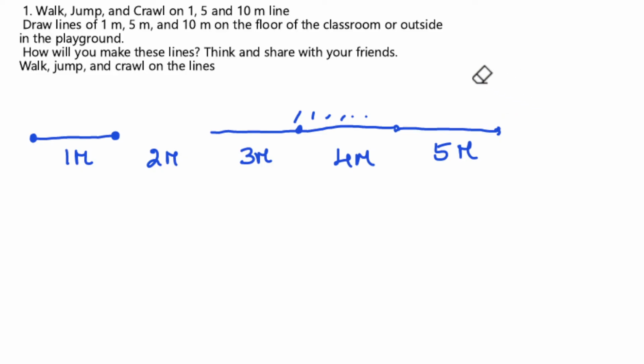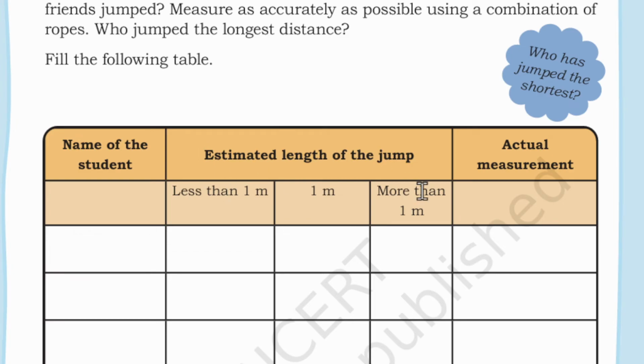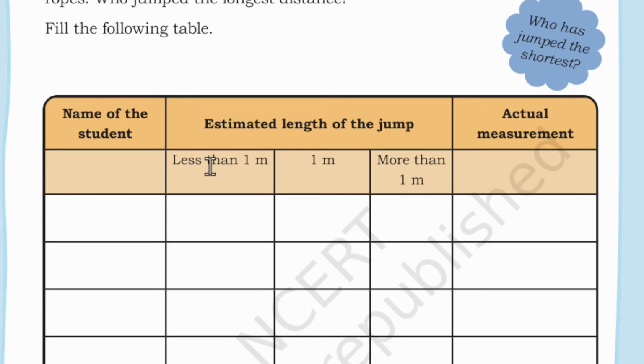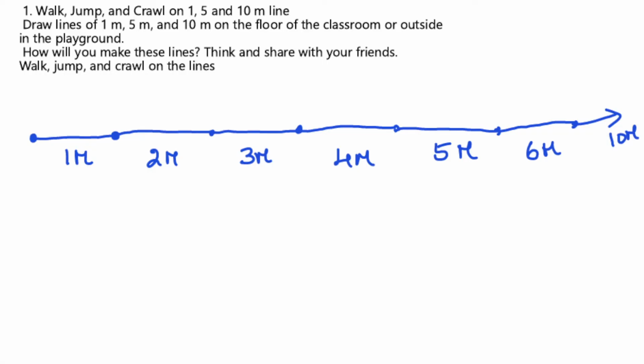One minute, students. I'm erasing everything. I'll continue this too. Okay. This is up to 10 meters. So now what they are telling: measure the student, estimate the jump, actual measurement. First you have to write the student name, and less than 1 meter, estimate the length, and 1 meter, more than 1 meter, and the actual length. Okay, we will do it one by one.